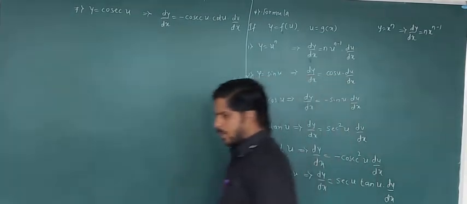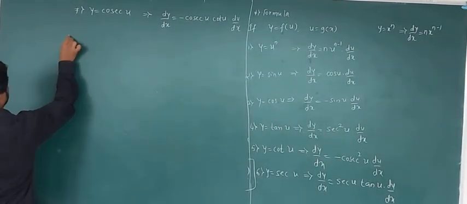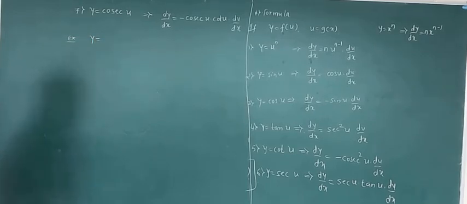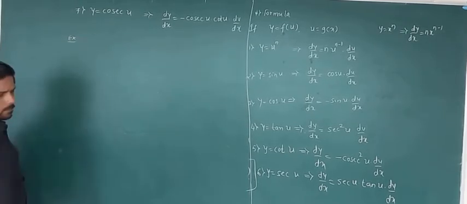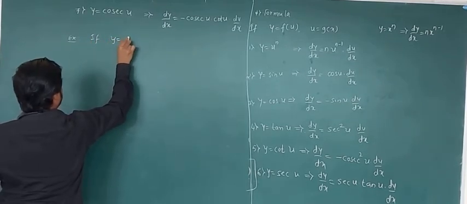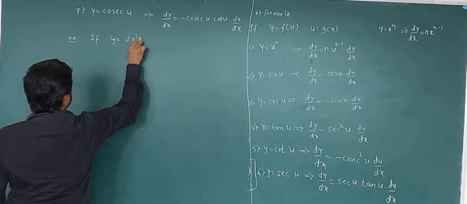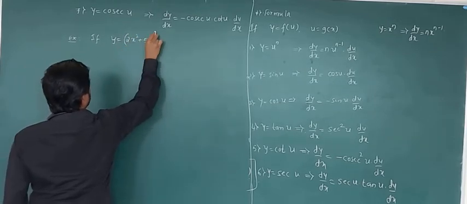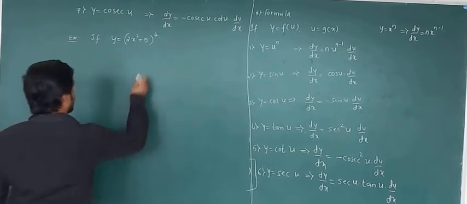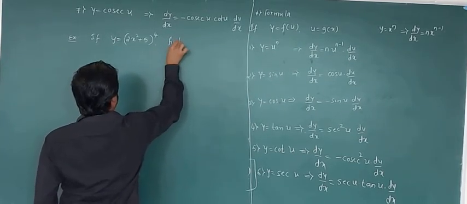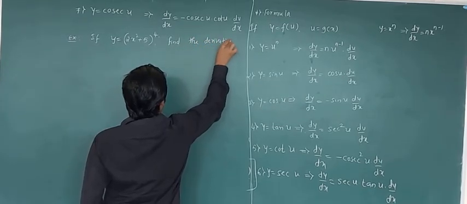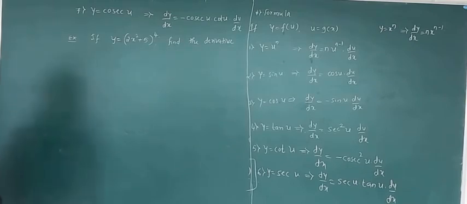So consider some examples. Okay, if y equal to 2x square plus 5 whole to the power 4, find the derivative of this function. Find the derivative. Okay, solution.